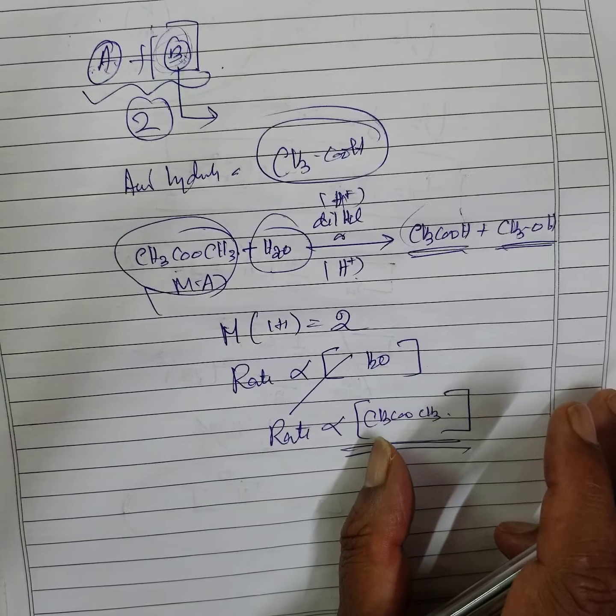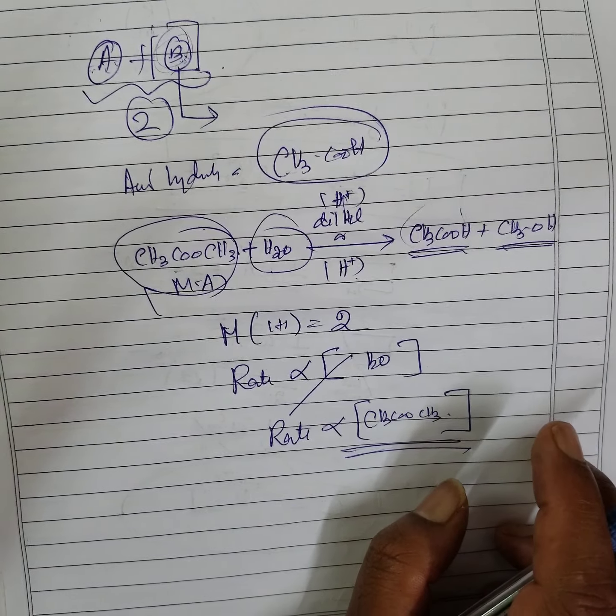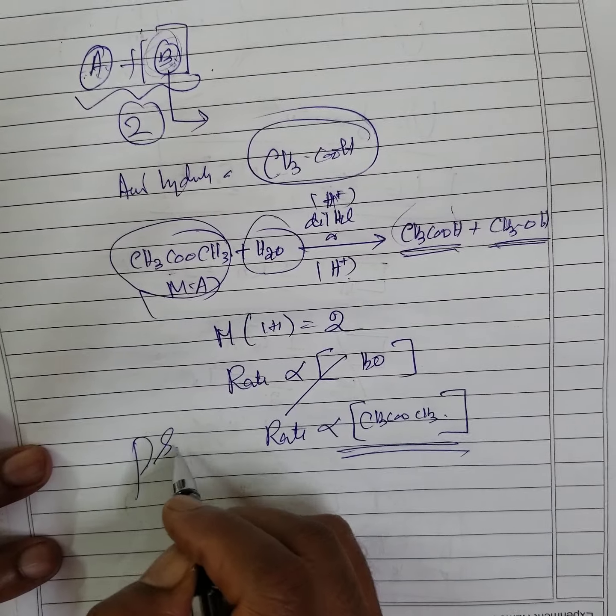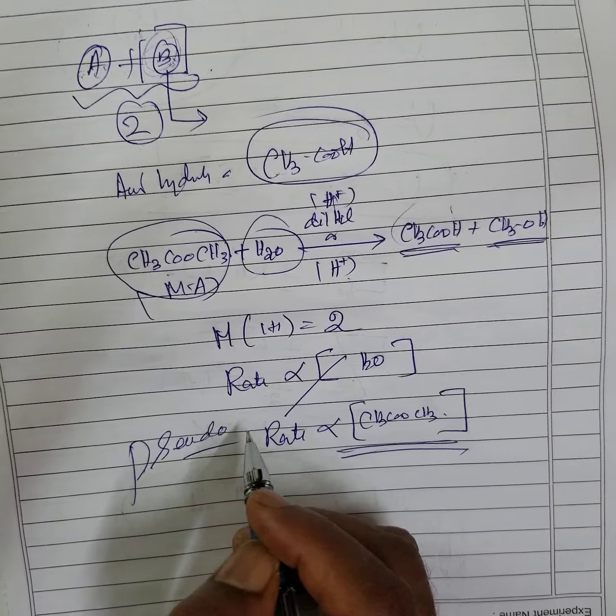Such type of reaction is called a pseudo unimolecular reaction. Remember, pseudo means what? It appears to be 2, but it is 1. Pseudo, spelling P-S-E-U-D-O, pseudo unimolecular reaction.